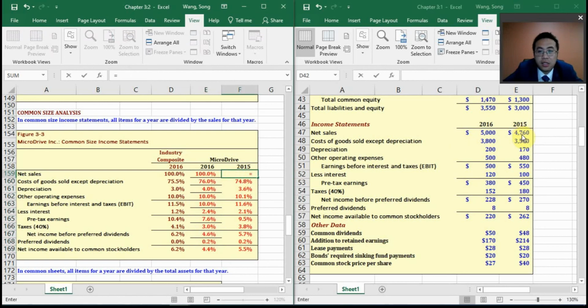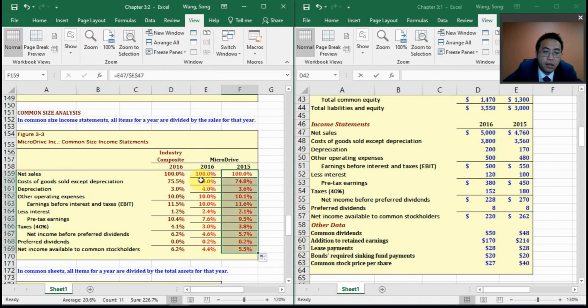And you're going to do the same thing for the other year. You use the net sales divided by itself. Since you are going to drag it down, you want to make sure all the other numbers are using the same denominator. So you lock the denominators here and then drag it all the way down. And you can also delete all these underlines because that doesn't look very good.